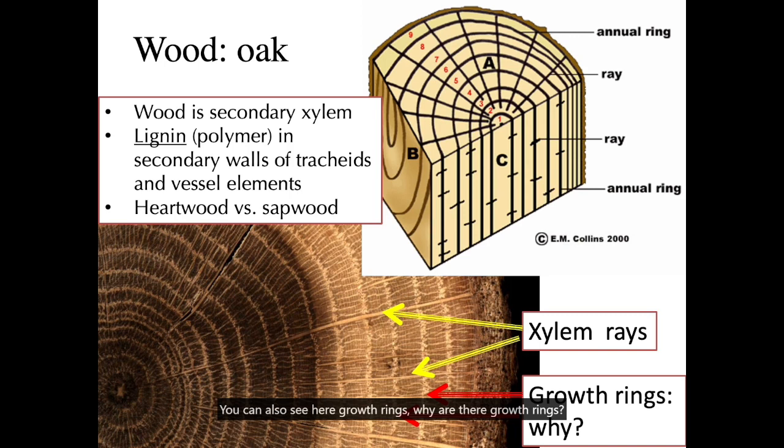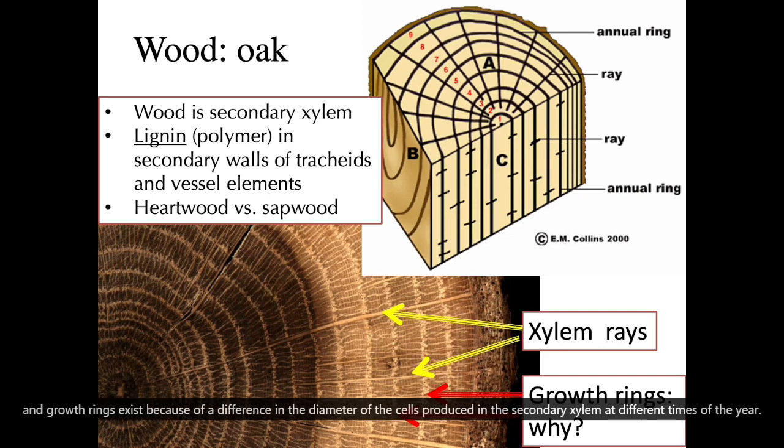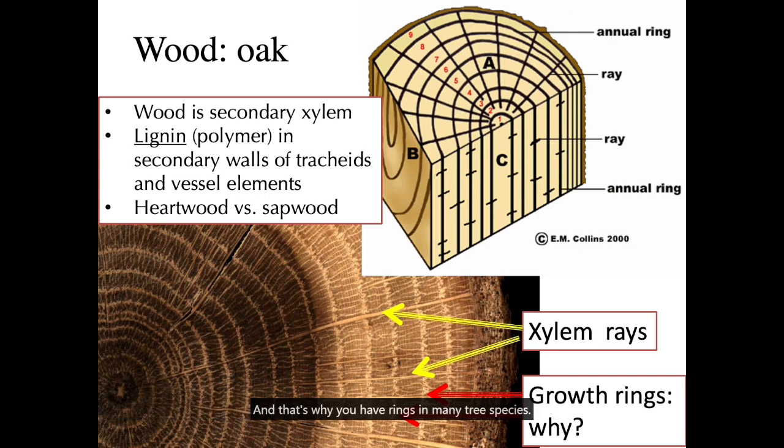Why are there growth rings? Growth rings occur in organisms that live in environments with different seasons. And growth rings exist because of a difference in the diameter of the cells produced in the secondary xylem at different times of the year. So early in the spring, there are wide cells produced. As the season moves along, during the summer, the cells become smaller in diameter. In the fall, much smaller. In the winter, they stop being produced, or they become very, very narrow in diameter. Next year, there are cells that are produced in the early spring that are big in diameter once again, and the process begins. And that's why you have rings in many tree species.